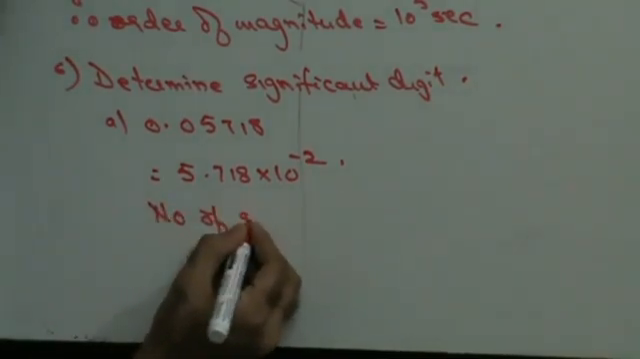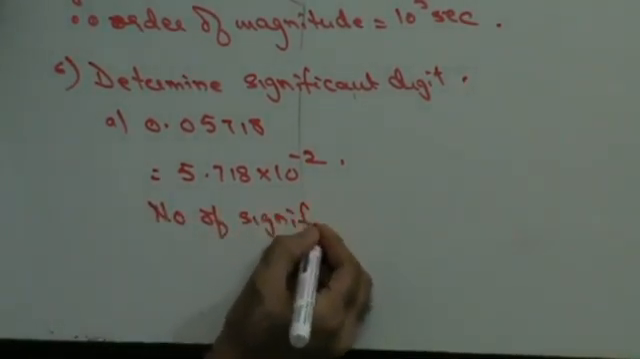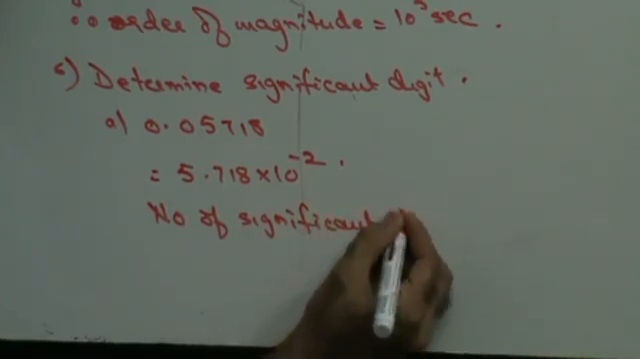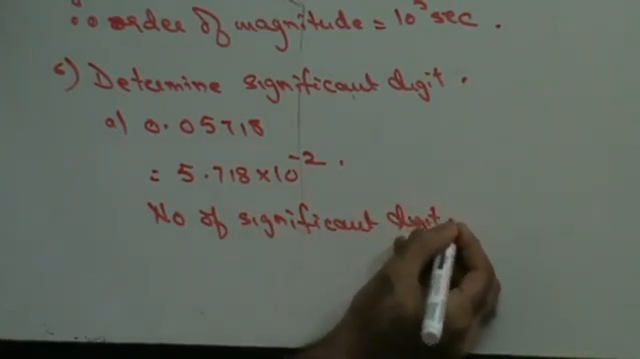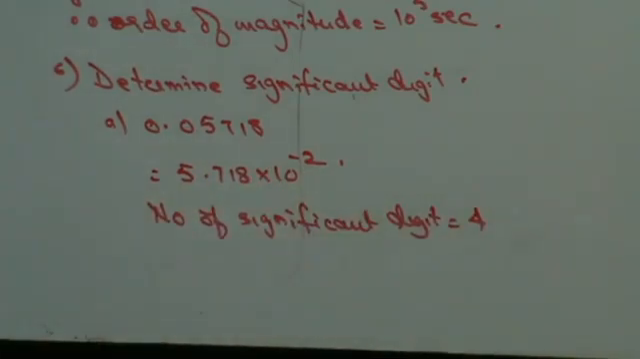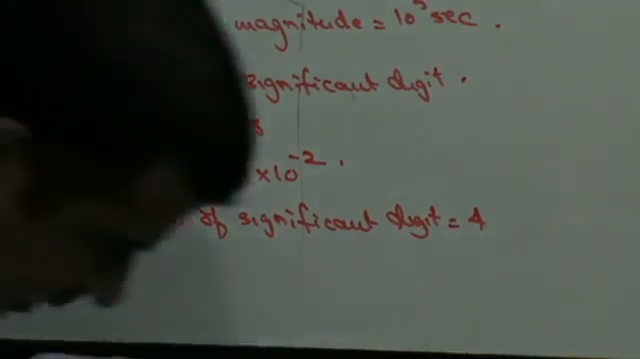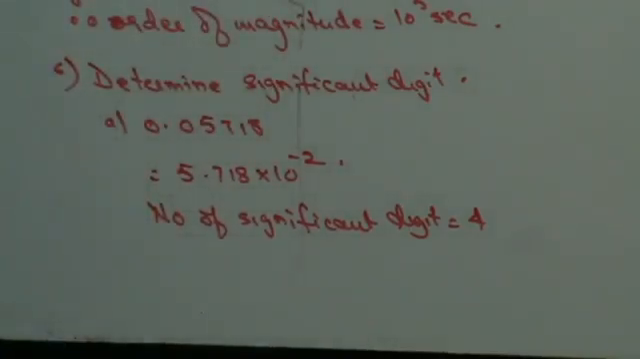Number of significant digits is equal to 4. Right? Do we get this thing here? So when you want the answer in terms of significant digits, you have to make sure that you are out of all the zeros. You shouldn't have any zeros. Right? Let's see another sum, guys.